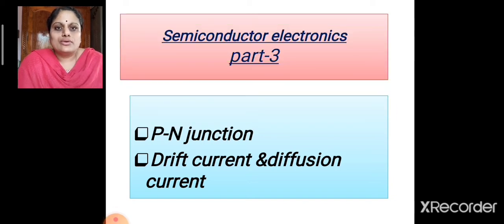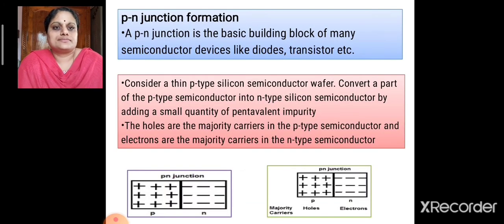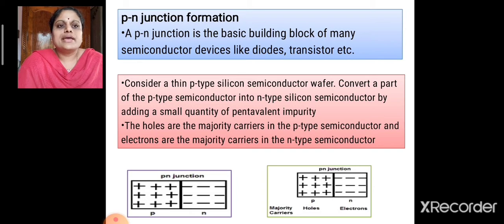In this module, we will be discussing the formation of a PN junction and about drift current and diffusion current. A PN junction is the basic building block of many semiconductor devices like diodes, transistors, etc.